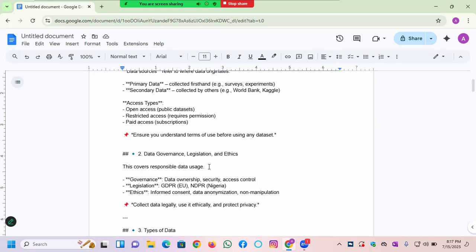So now we have to be very careful with our usage of data we are not given access to. For example, if you have access to Facebook data, you can't just use it because you are not authorized to use it. So that's that. Now let's look at data governance, legislation, and ethics. When we are talking of data governance, what are we talking about? Legislation and ethics cover responsible data usage. Governance has to do with data ownership, security, access, and control. And there is a lot of legislation as to the use of data.